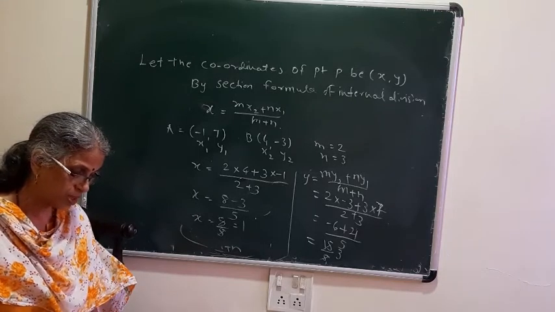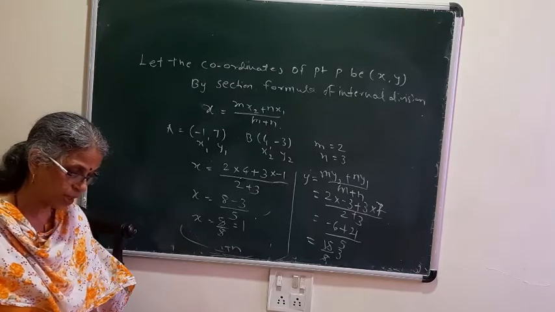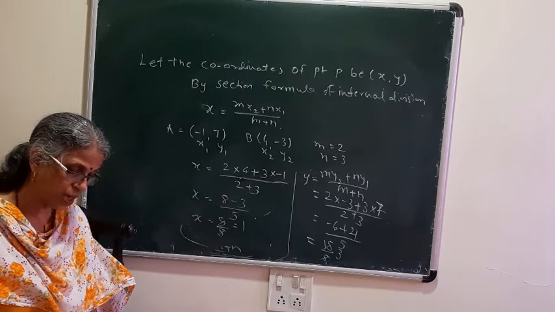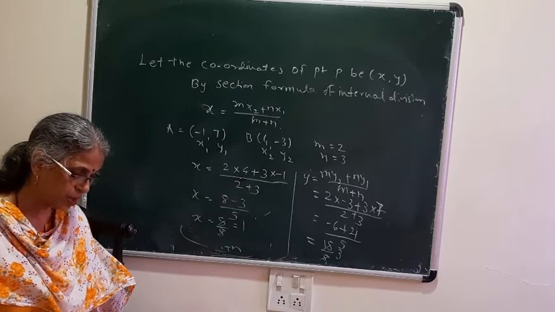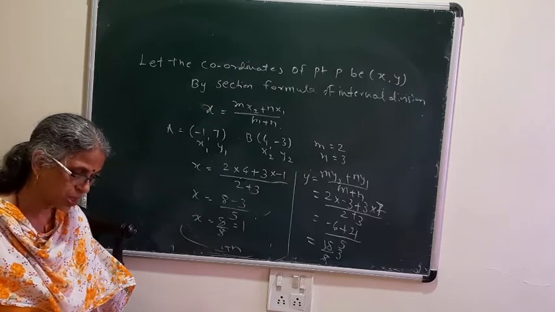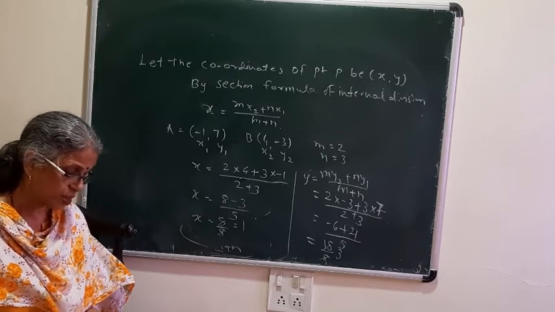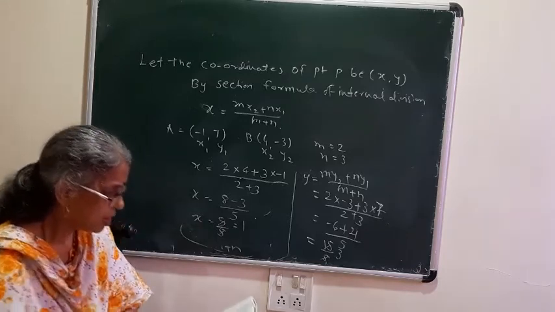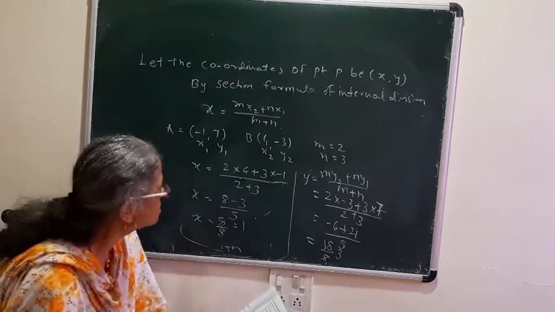Now the second question is exactly similar. In each of the following examples, find the coordinates of point A which divides the segment PQ in the ratio a is to b. So a is to b means you can consider the first as m and the second as n. So here P, exactly the similar method is there.